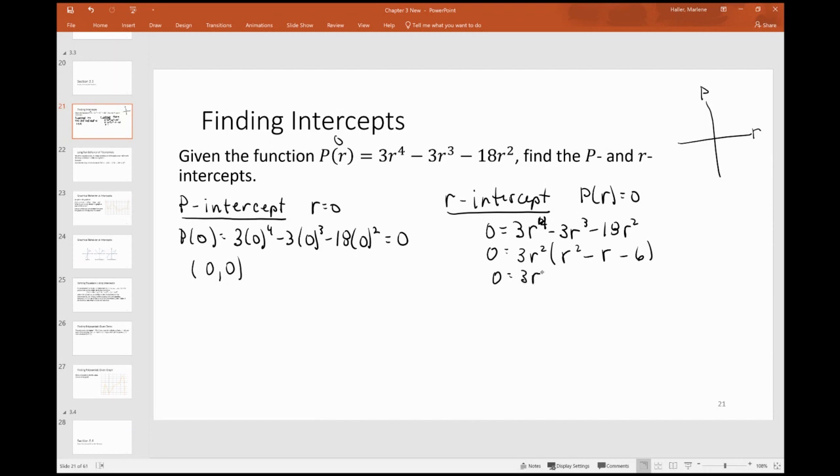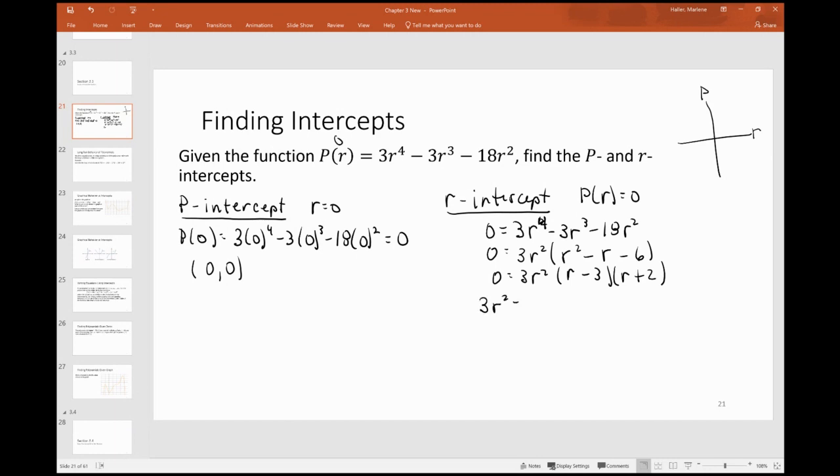3r squared times that trinomial, r squared minus r minus 6, which is going to factor into r minus 3 times r plus 2. There. Now that we're fully factored, we can set each of those factors equal to 0, employing the zero product principle, to find 3 r-intercepts.